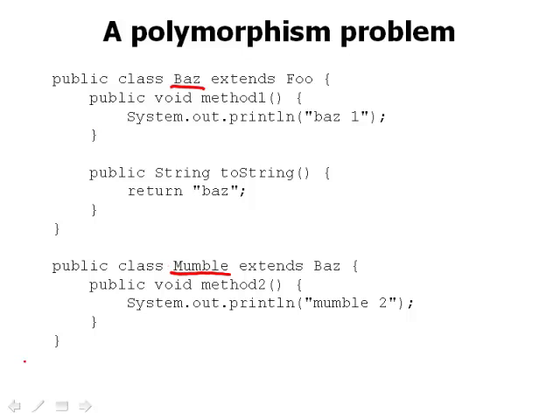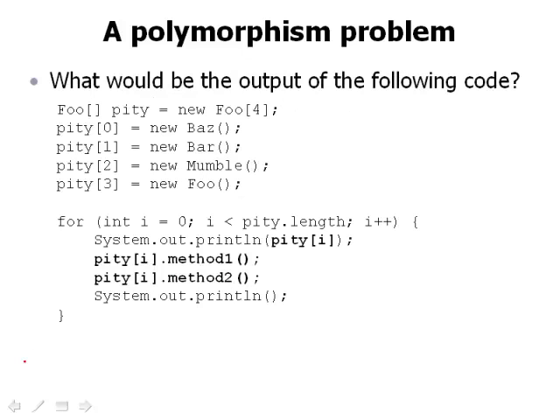So imagine that we're given these 4 classes, and now we want to figure out what's the output of the following client code, the following code that uses those classes. We created an array of these things and put them into this array. First we have the baz, and then the bar, and then the mumble, and then the foo. Now for each element of that array, we're going to print the object, and call method 1 and method 2 on the object. So basically the question is asking, what do method 1, method 2 and toString do for each of these 4 kinds of objects? That's what we have to figure out.